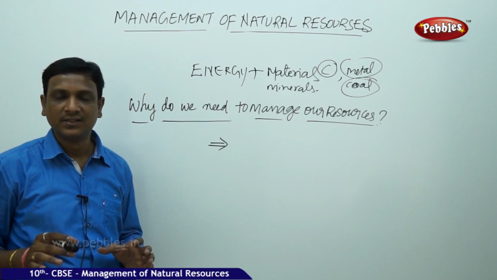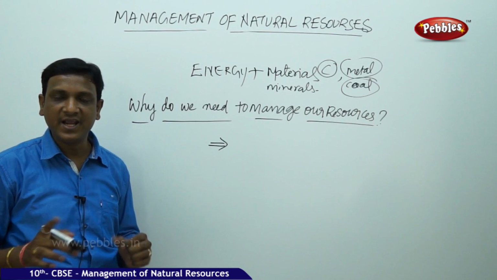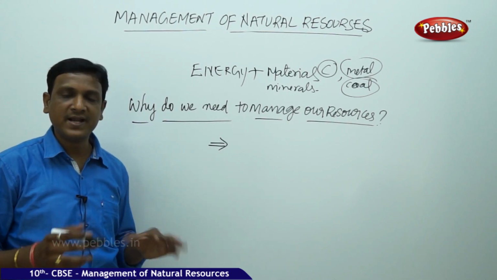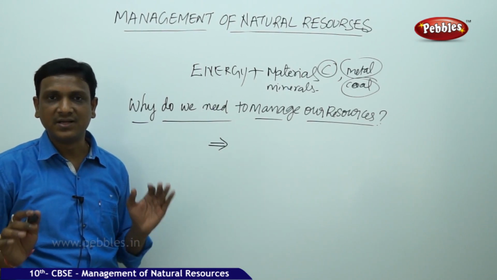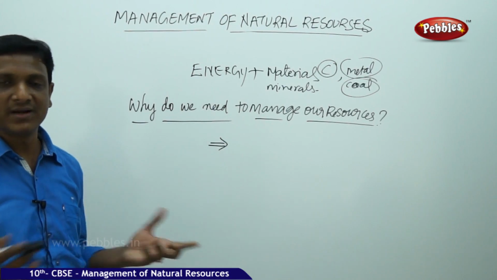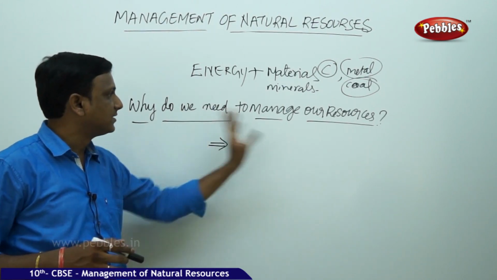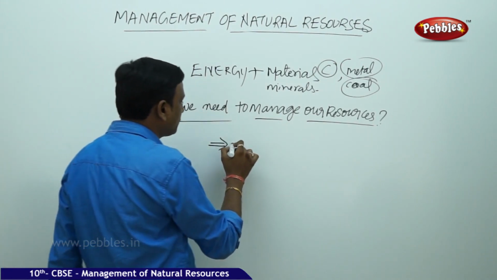That means the amount of coal present in the earth is limited. One day it will be exhausted. And the petroleum, one day it will be finished. So the natural resources are limited. We cannot think of them as unlimited. So as they are limited, we need to manage our resources. That is the reason, because resources are limited.